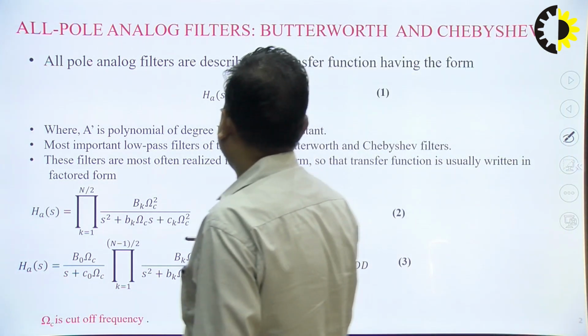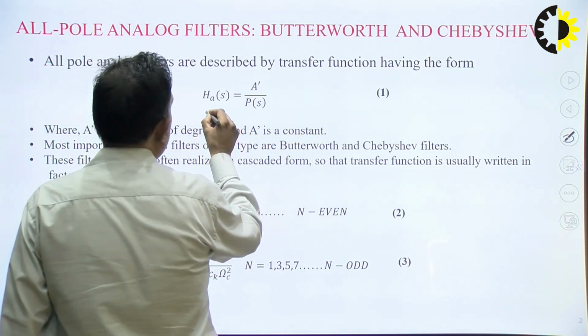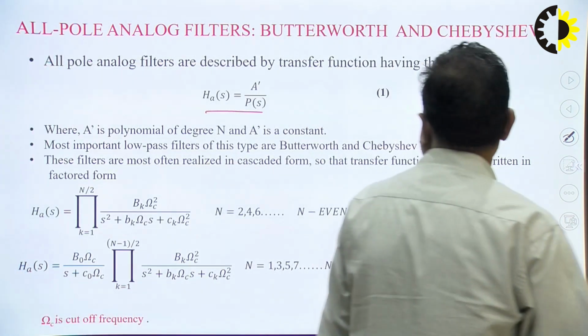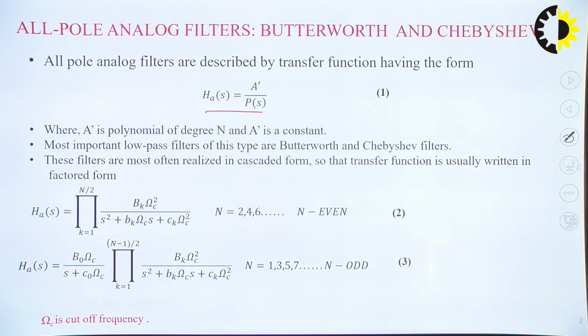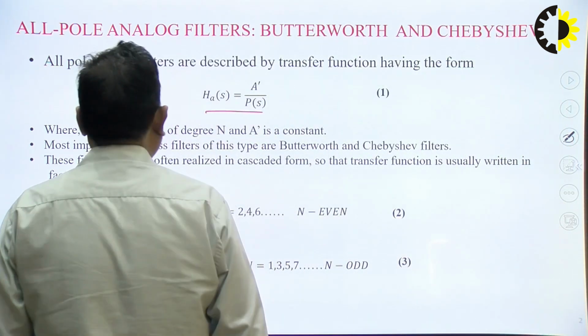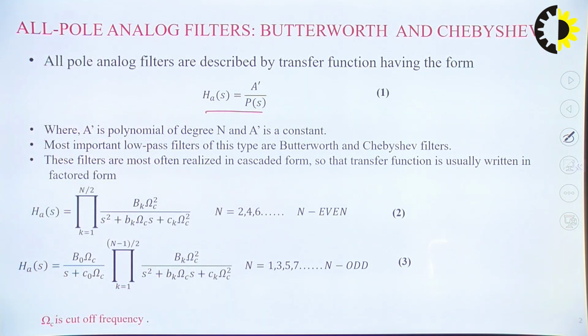So all pole filters you can describe by this transfer function H(s) equals A' upon P(s), where P(s) is the polynomial of degree n and A is a constant. So most important low pass filters of this type are Butterworth and Chebyshev filters, and these filters are often realized in cascade form, so the transfer function is usually written in the form.